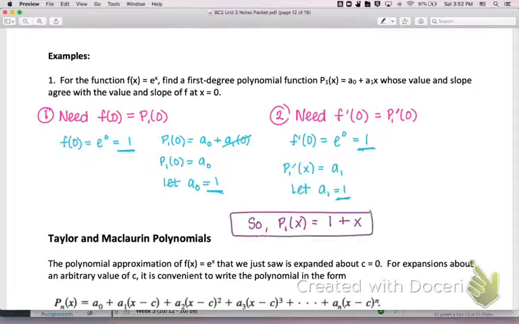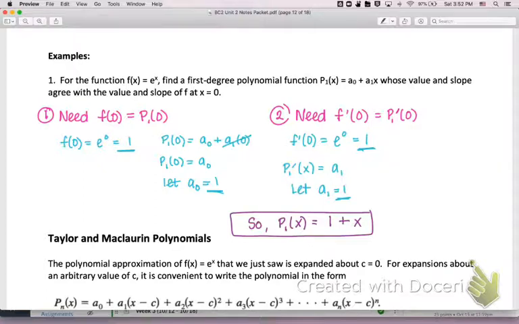a sub 0 is 1, and a sub 1 is also 1 when we plug that in. So that is called the first degree Taylor polynomial centered at 0. That's what we just found. And so for values very, very close to 0, 1 plus x is going to approximate the value of e to the x pretty well. That's what we have just found, okay?